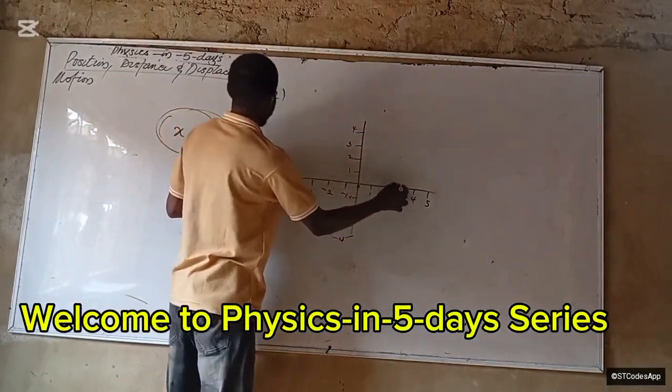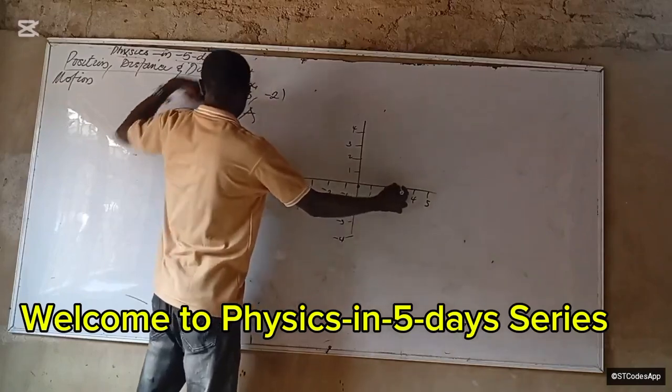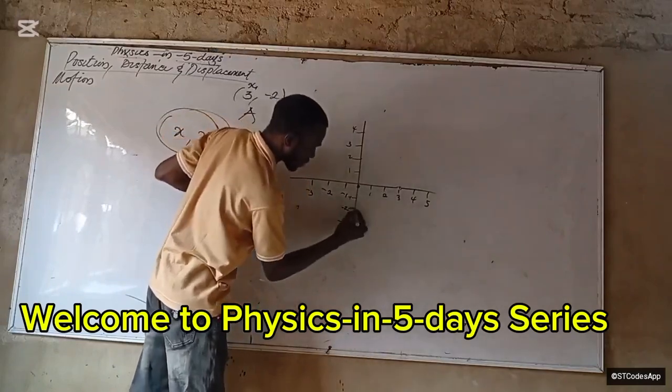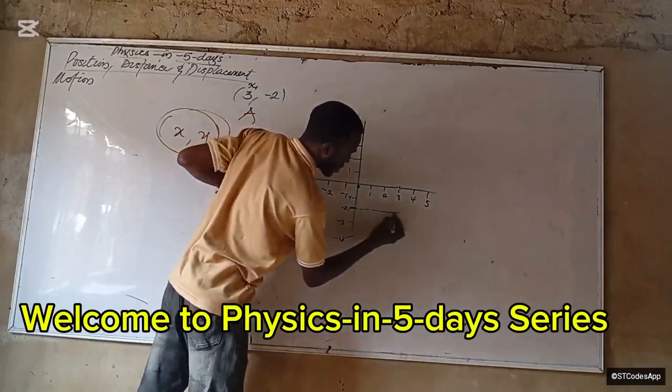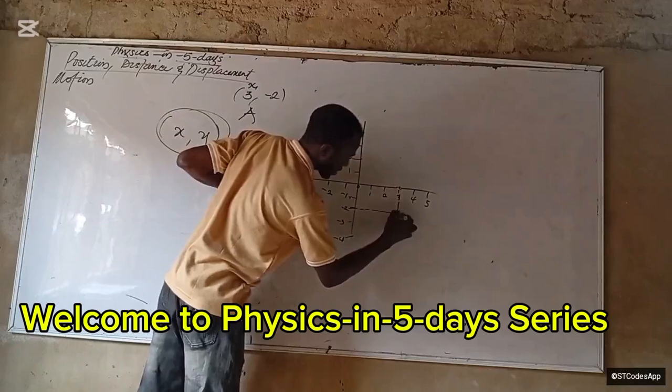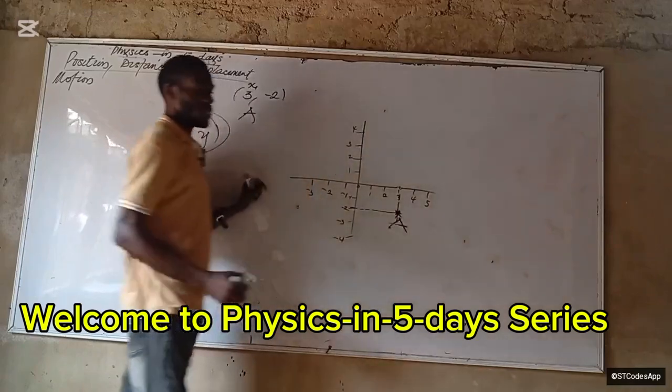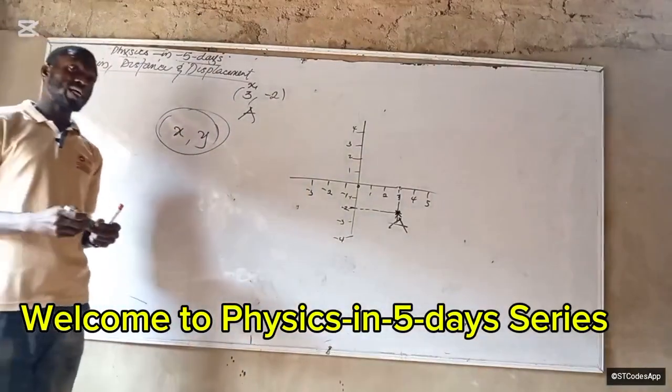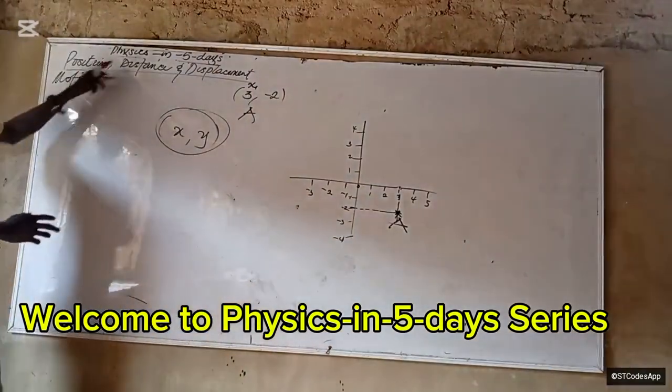We're not marking it. 3. Then our y is -2, right? So now trace it down to -2. This is -2 here. So where they meet, their point of intersection is our position. So this is point A. Is that okay now? All right, I can use that to do many things. But now let's go to distance.